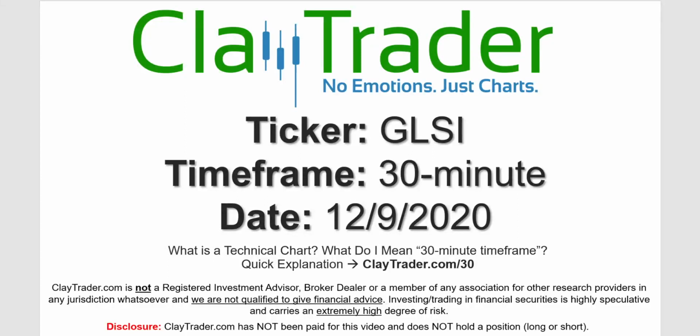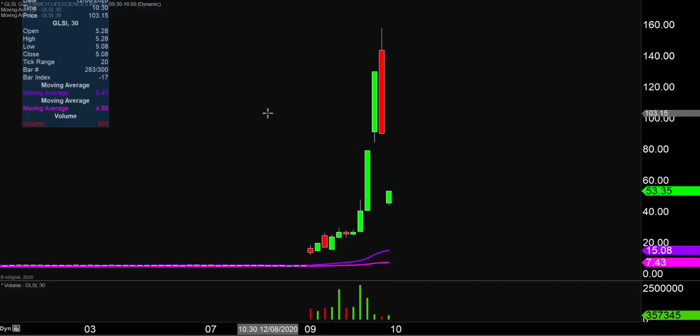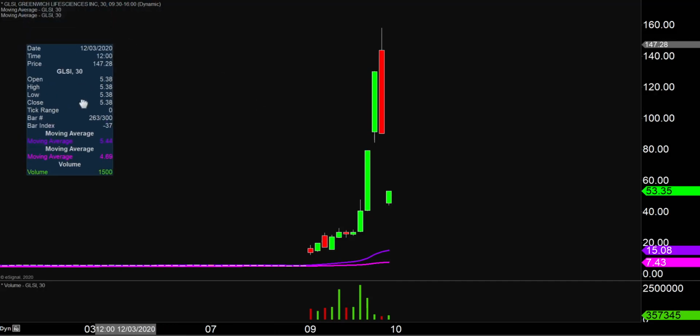We will take a look at the 30-minute time frame. If you're not sure what I mean by 30-minute, I do offer an explanation video at that link. Now, unless you live under a rock, I'm sure you saw this one. Crazy price movement that slaughtered both shorts and then slaughtered those greedy longs that chased it.